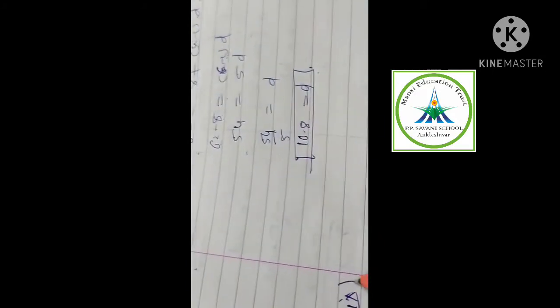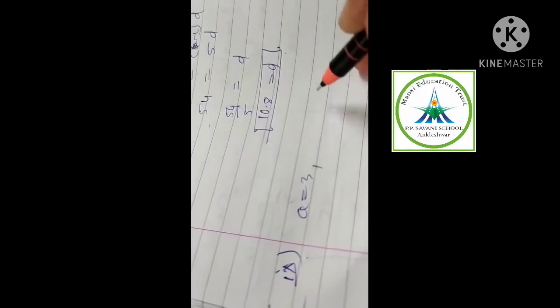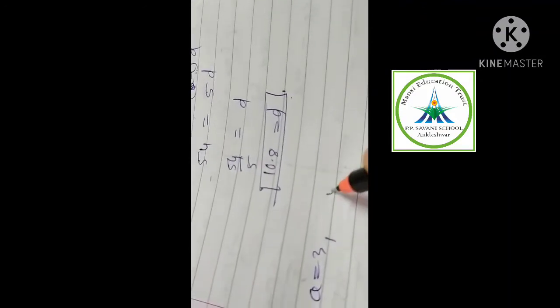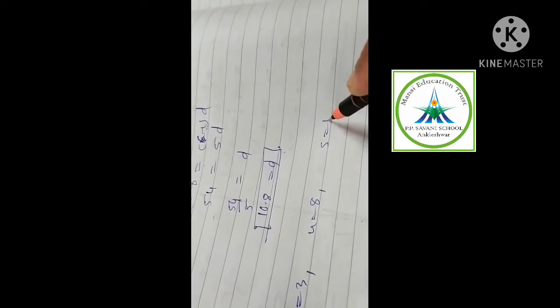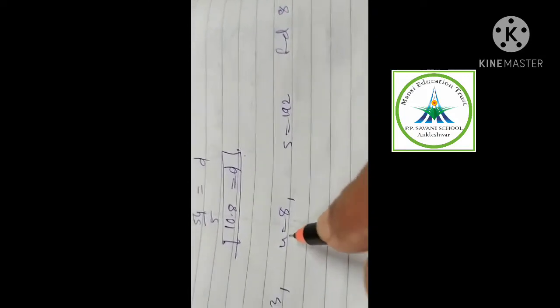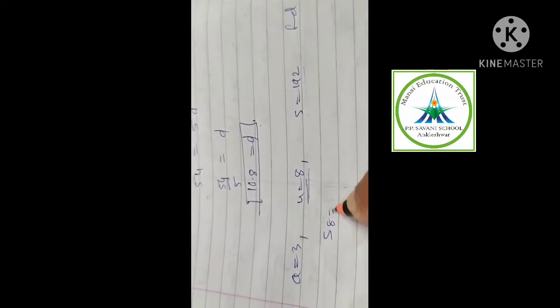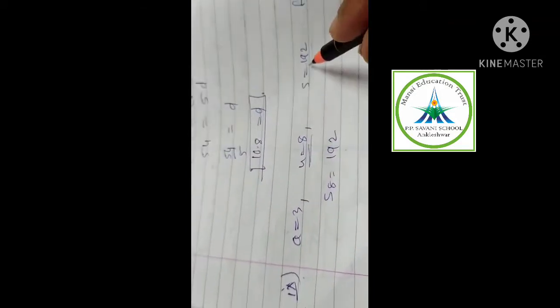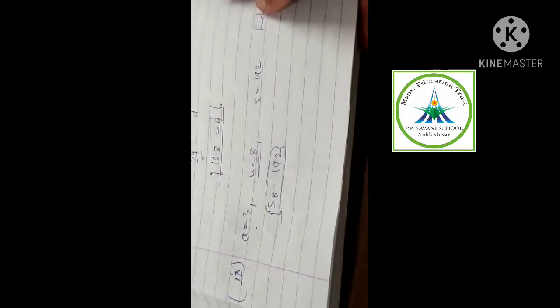9. Okay, 9th part. See, 9th is given a equal to 3. Okay, n equal to 8. Right? S8 is equal to 192. Okay, find d. See, n is 8, the number of terms is 8. Definitely this is the sum of 8 terms. So see, therefore S8 equal to 192. This is given to you. You are given a equal to 3. Okay, now let us write the formula.